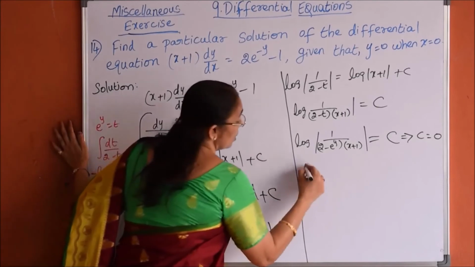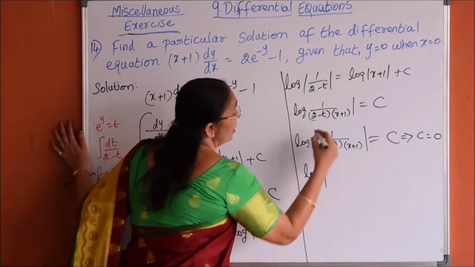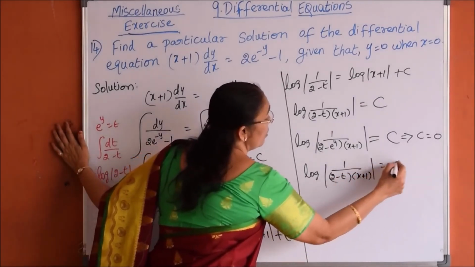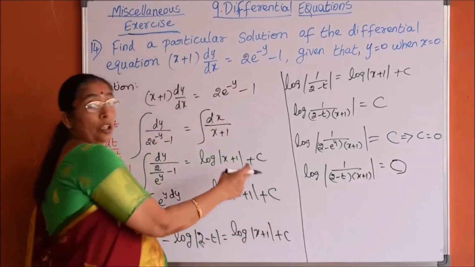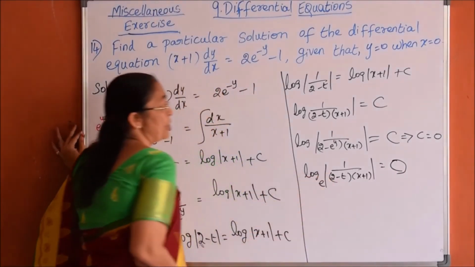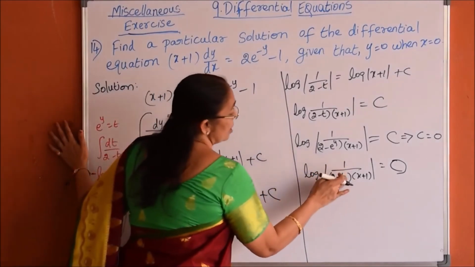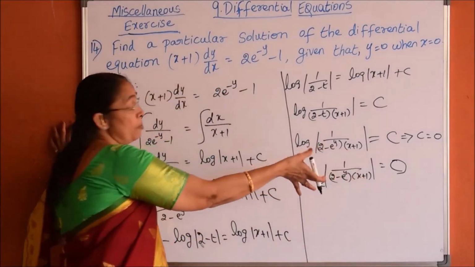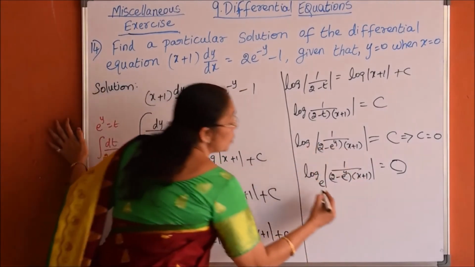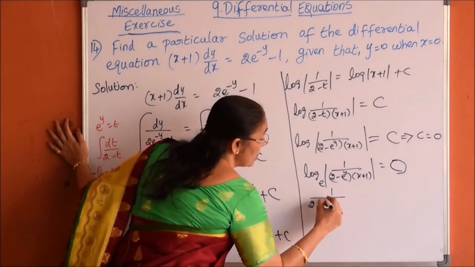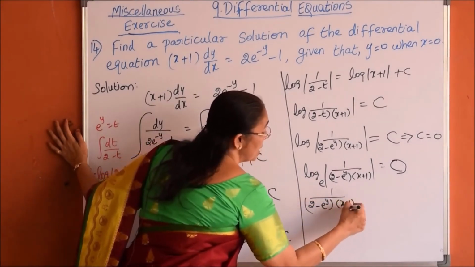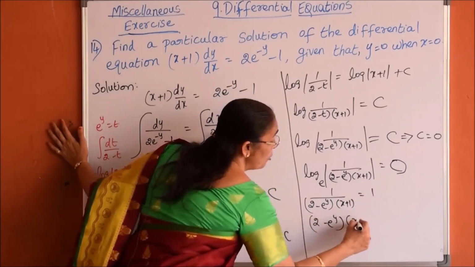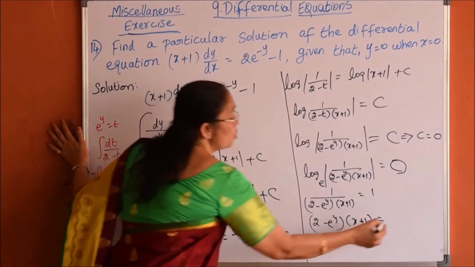So we will get log mod 1 by (2 minus t) of (x plus 1) is equal to 0. So it is nothing but we can convert it into an exponential function also. So not t, 2 minus e power y. Log of some value is 0 means this particular function is 1. So 1 by (2 minus e power y) of (x plus 1) is equal to 1, or (2 minus e power y) of (x plus 1) is equal to 1.